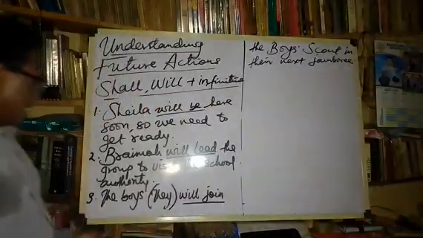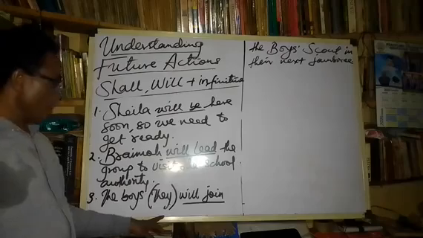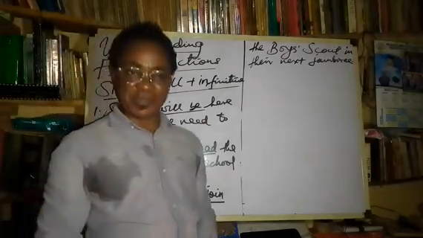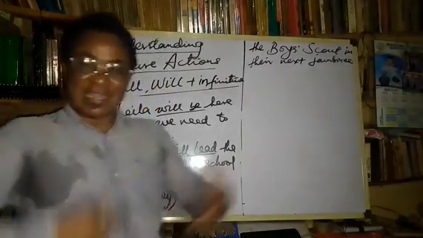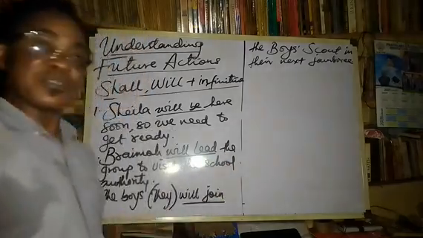Number 3 says, the boys, or we could use the pronoun for the boys there. The boys will join the Boy Scouts in the next jamboree. That is the willingness. It expresses the willingness of the boys to join the Boy Scouts in the next jamboree.